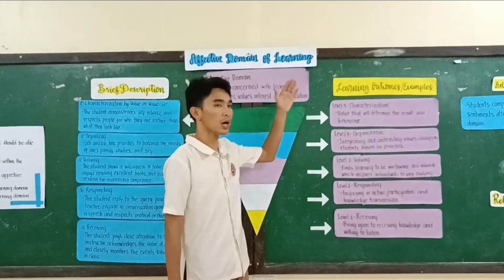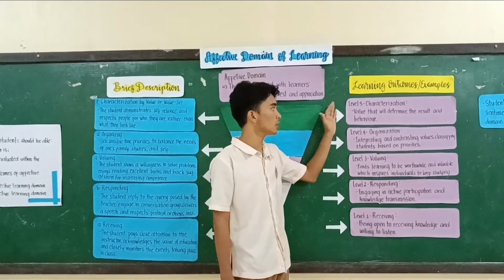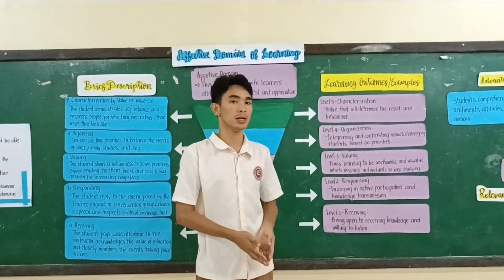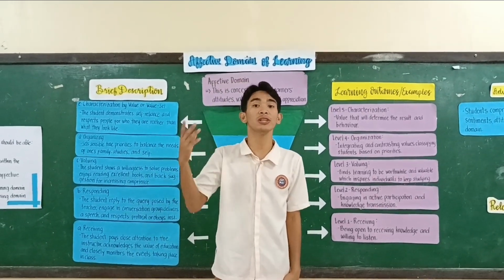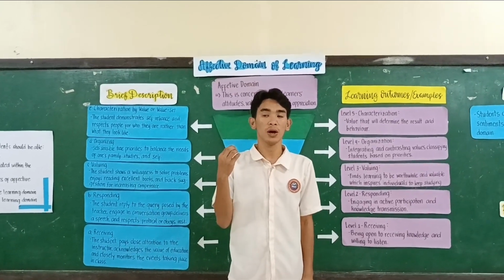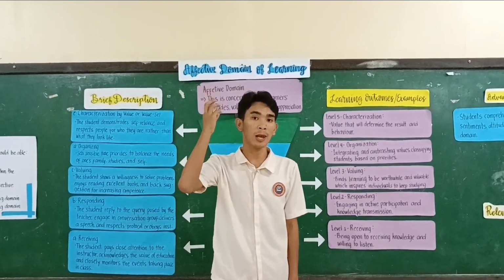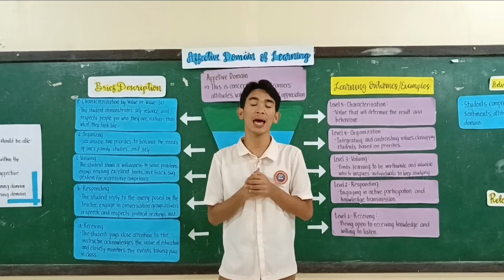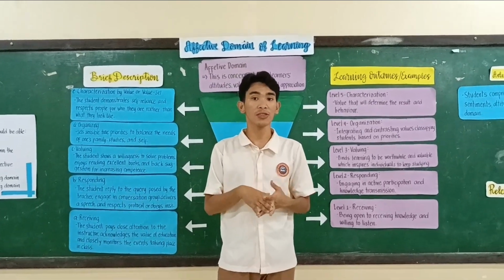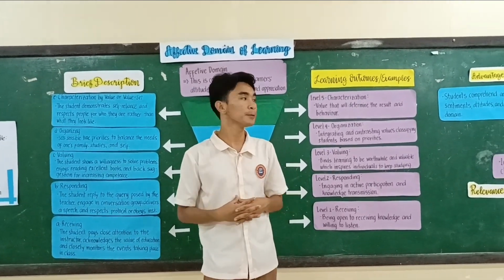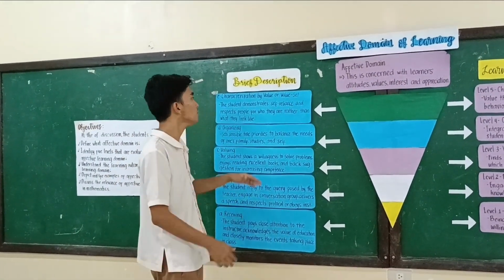Okay? So last part, the higher level, which is level 5, characterization. Value that will determine the result and behavior. After you grasp the information, then in level 5, i-internalize mo na siya. When we say internalize, we are fully aware that this certain information will be absorbed in our own system, then gagamitin natin as a guide when it comes to decision making, when it comes to socializing with others, and other aspects of life. Okay? So, let's proceed with the examples and learning outcomes.